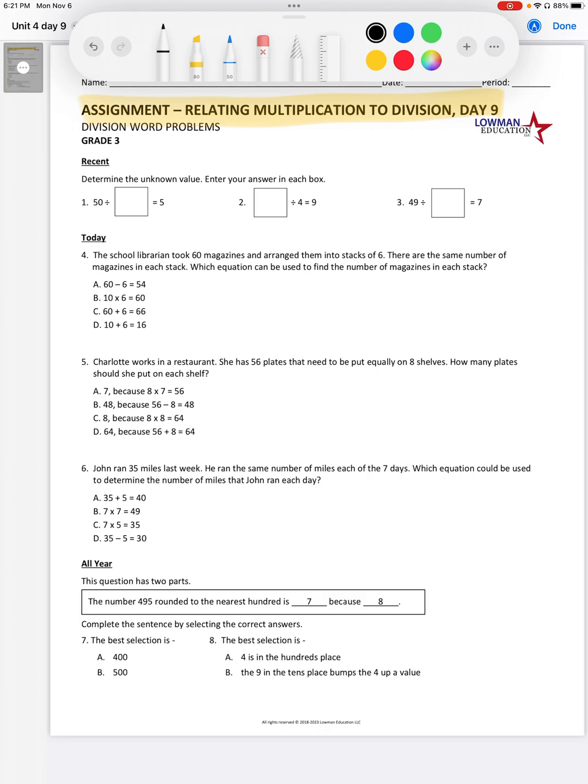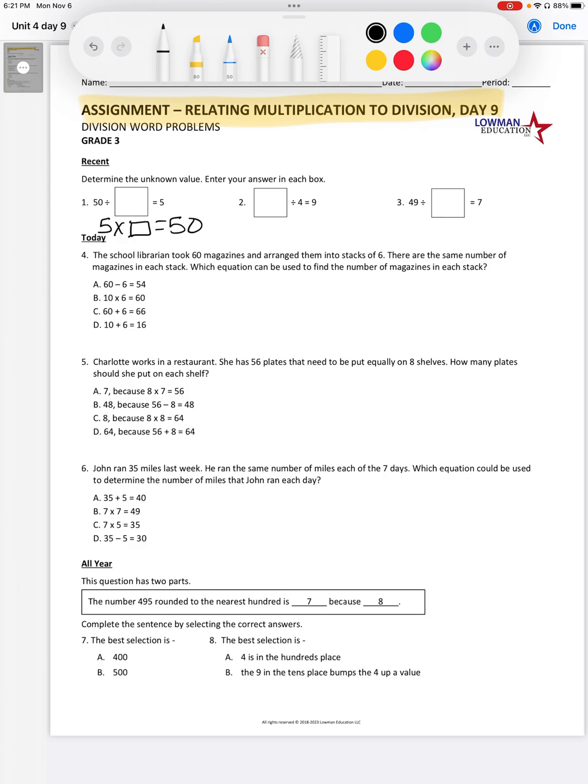multiplication and vice versa. The way we do that is you take the division sentence and you flip it backwards and change the sign. So 50 divided by something equals 5 would flip into 5 times something equals 50. So we just have to determine what number we multiply 5 by to get to 50.